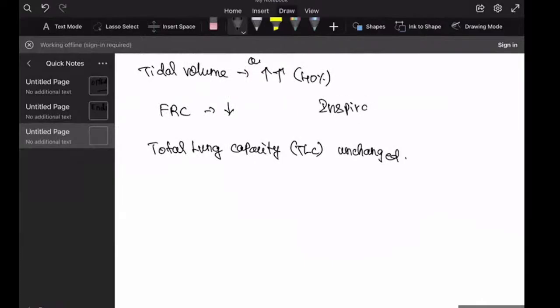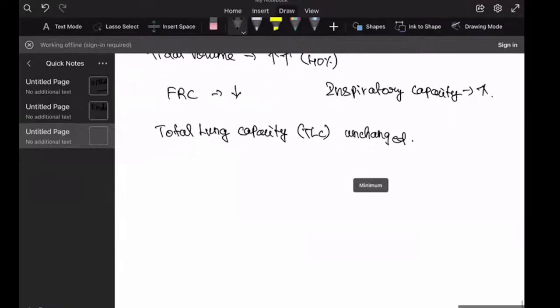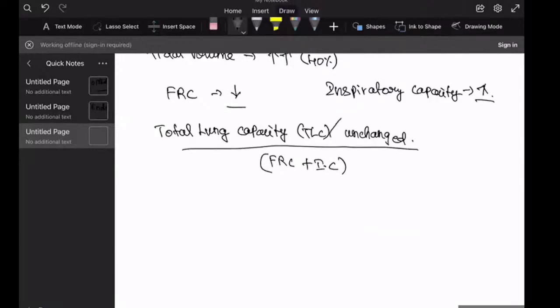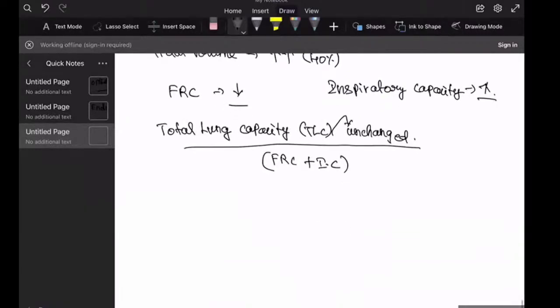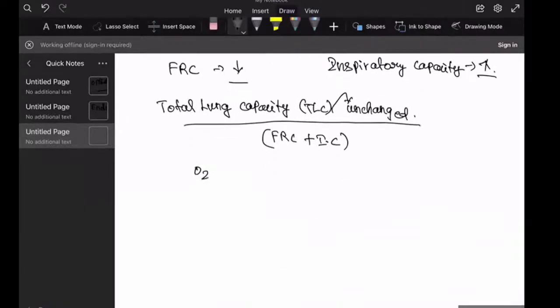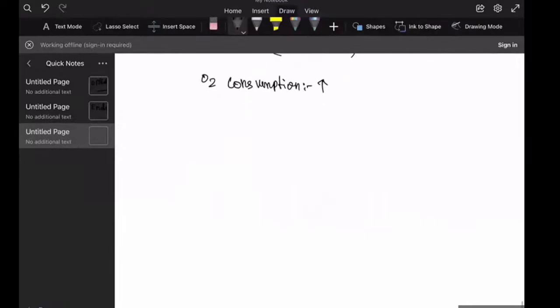Inspiratory capacity is going to increase. So TLC is nothing but the FRC plus IC. So this one is decreasing and this is increasing, so the total lung capacity is unchanged. O2 consumption is going to increase.